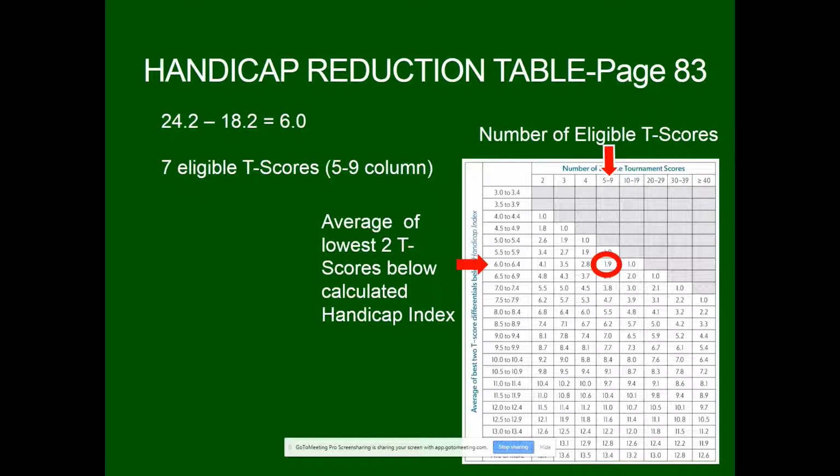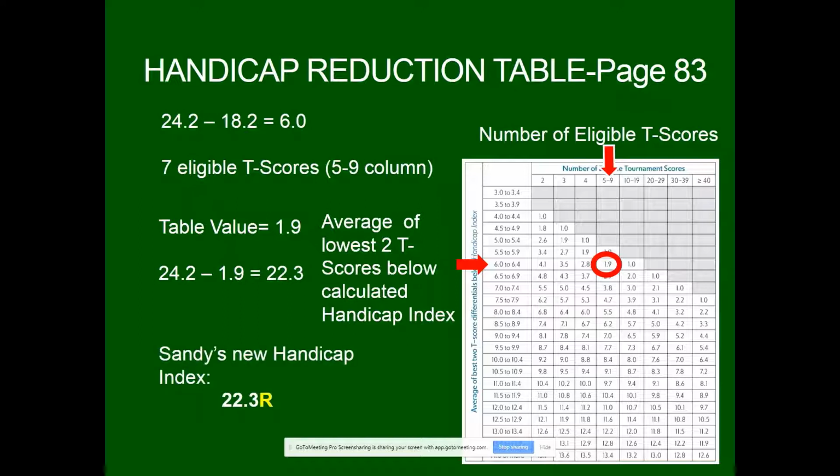This is the amount of strokes that needs to be reduced from their normal 10-2 handicap index. So she had a 24.2, we would subtract the 1.9, and now her new handicap index for that revision is 22.3 with an R. So that is how it is calculated. Keep in mind that the 10-3 is an automatic function of the system.